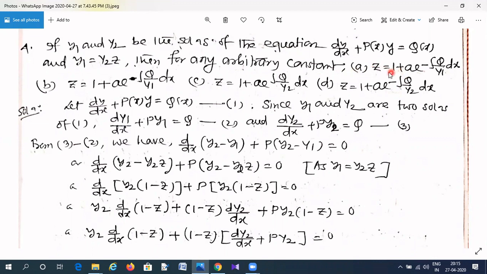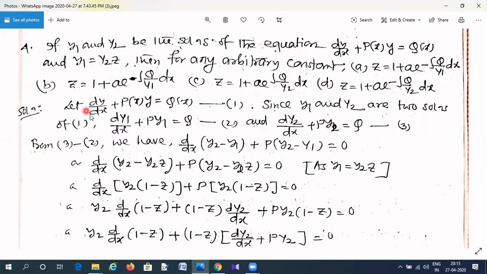option A, z = 1 + a e^(-∫ Q/y1 dx). Option B, z = 1 + a e^(∫ Q/y1 dx). Option C, z = 1 + a e^(∫ Q/y2 dx). And option D, z = 1 + a e^(-∫ Q/y2 dx).